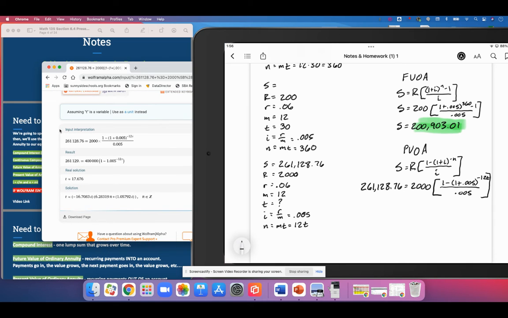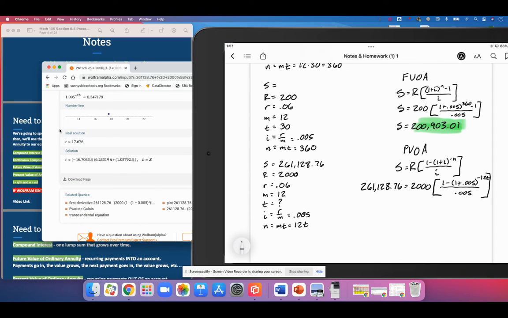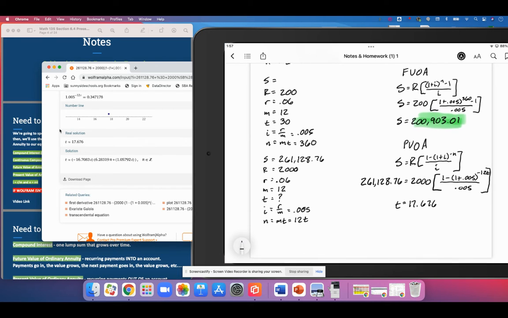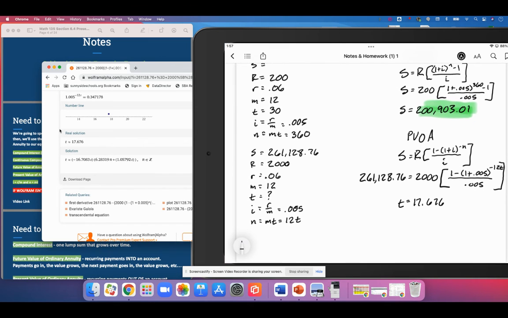So it looks like, everyone, that this account will last for about 17.7 years. I'll carry out the decimal places. 17.676 years. And so I've got a little bit of space left here at the bottom of the page, everyone. I'm going to try and squeeze my answers to these parts in there. So the account will last for 17.676 years.